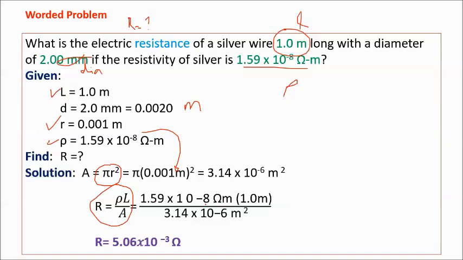I-substitute natin yan dito sa baba. This is negative 6. Okay, this is negative 8 power. Hindi yan minus 8. Sira ang PowerPoint. Okay, next. This is power negative 6. Yan. Okay, substituted na lahat. Ito area, length, resistivity. All you have to do is to use your calculator and find the answer of R.